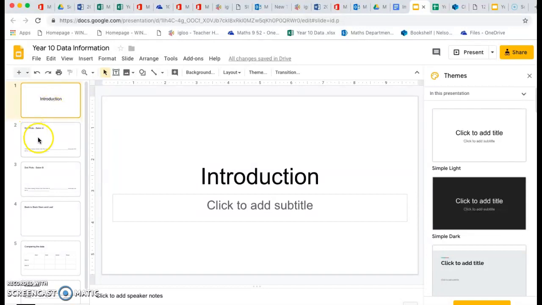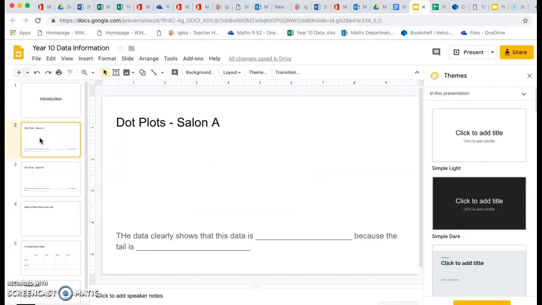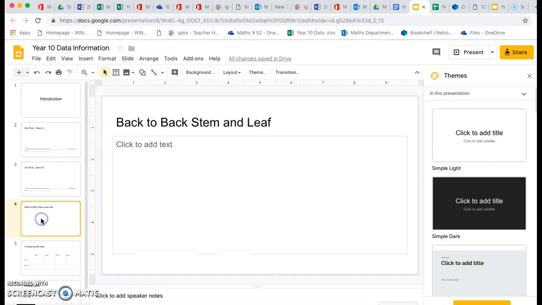Introduction, your slide. Dot plots, Salon A. Sentence starter: the data clearly shows that this data is positively or negatively skewed because the tail is... maybe you need to change that. Maybe it's symmetrical. Same for dot plot B.